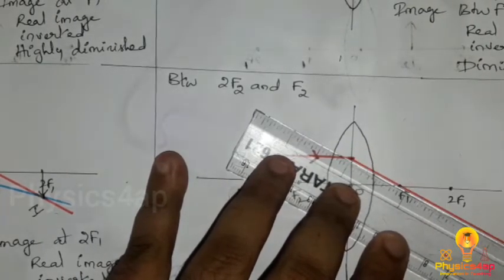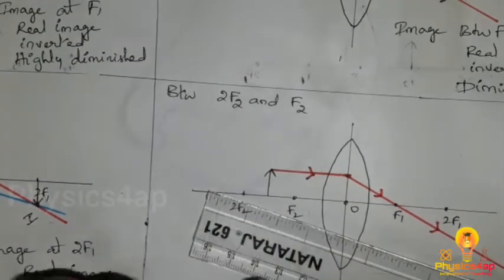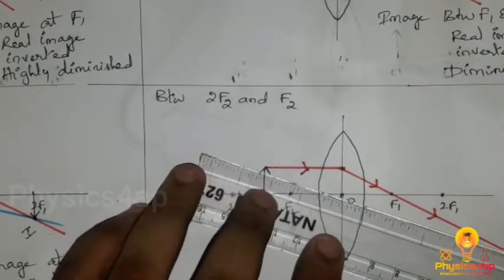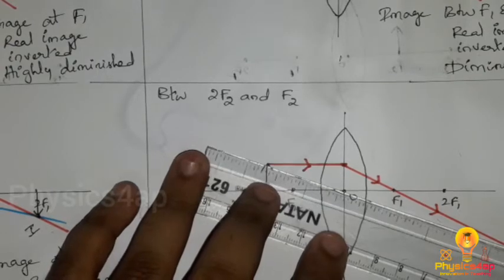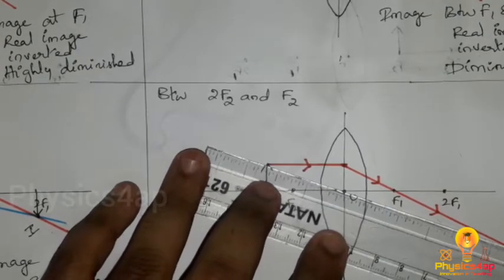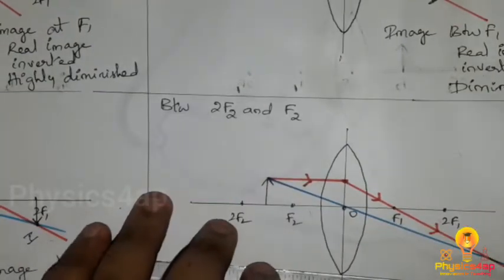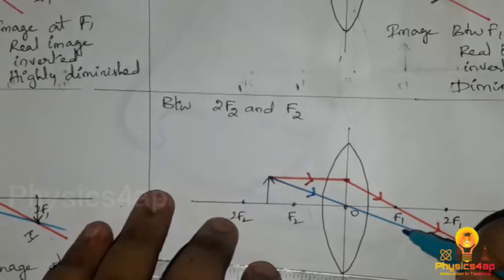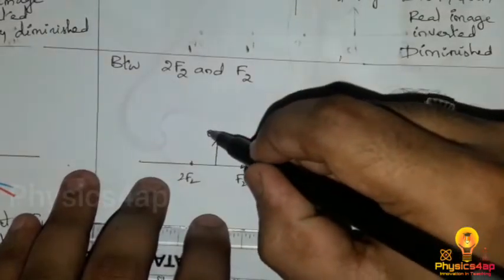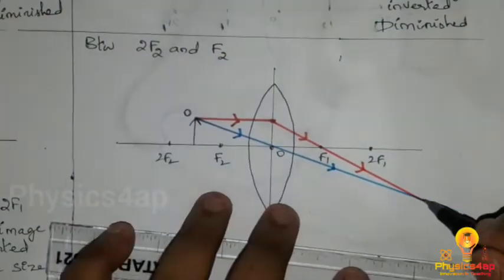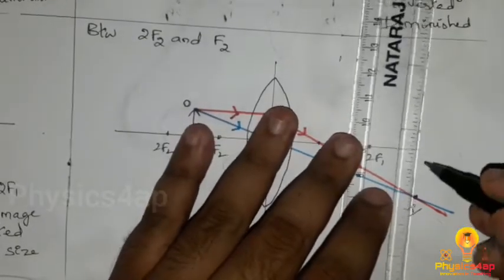So it passes through the focus. This is the refracted ray which passes through the focus. And the second ray is the one which passes straight through the optic center, with no deviation. So here we have an object, and the point where the rays intersect is the image over here. So draw a straight line.